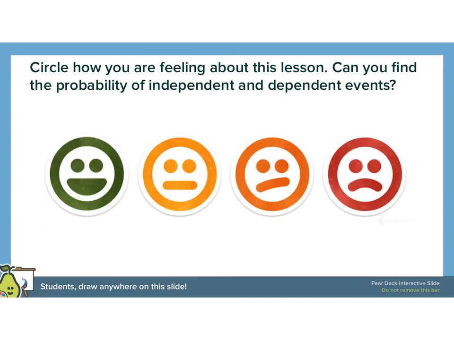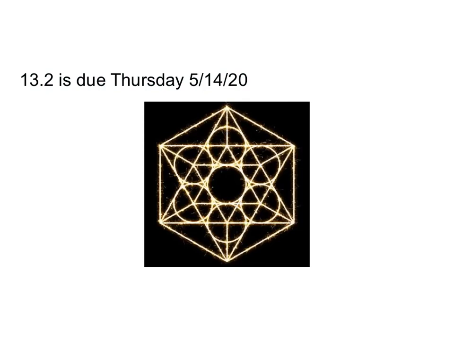Take a minute to reflect and circle how you are feeling about this lesson. Can you find the probability of independent and dependent events? Please reach out for help if you need it. 13.2 is due on Thursday, May 14th.